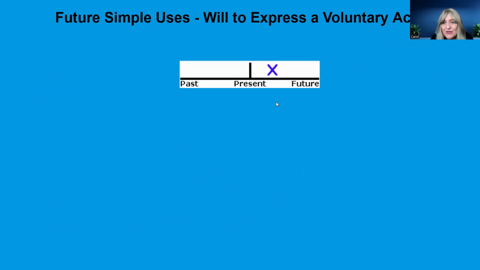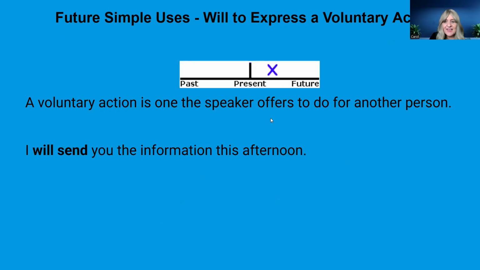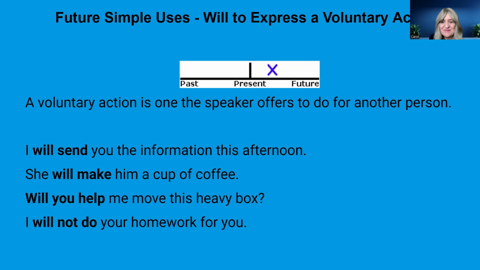Okay, so we will also use will to express a voluntary action. So when we want to help somebody, or maybe in the negative, if we don't want to help somebody, let's have a look at some examples. I will send you the information this afternoon. She will make him a cup of coffee. Will you help me move this heavy box? I will not do your homework for you.